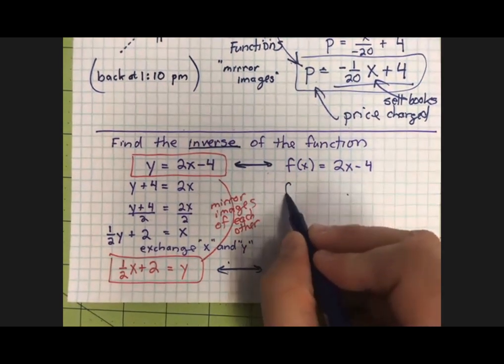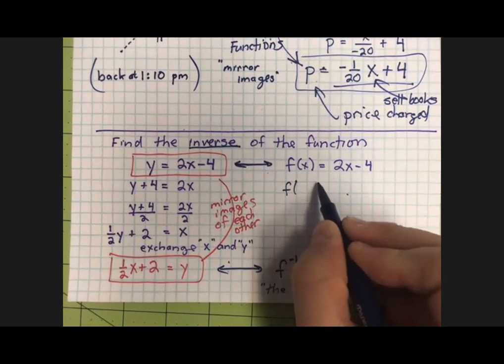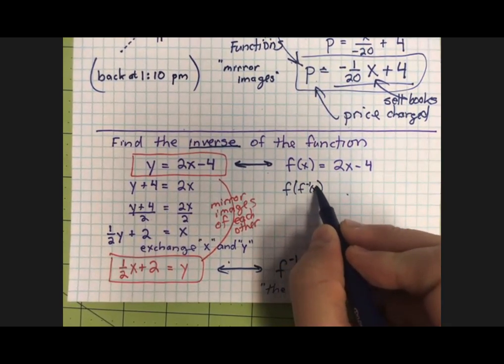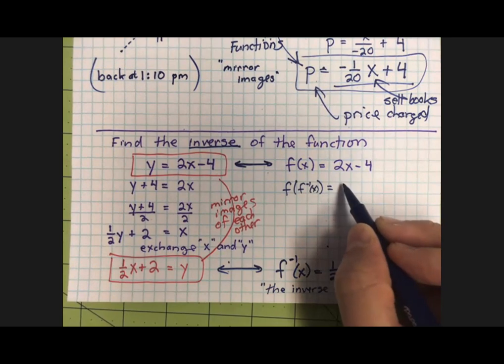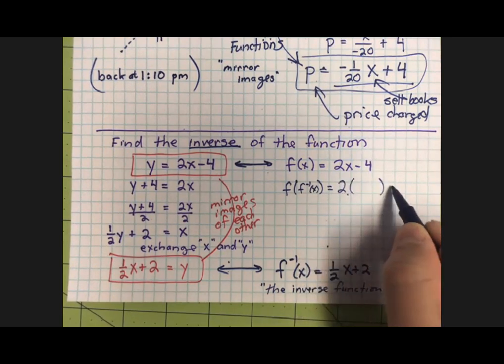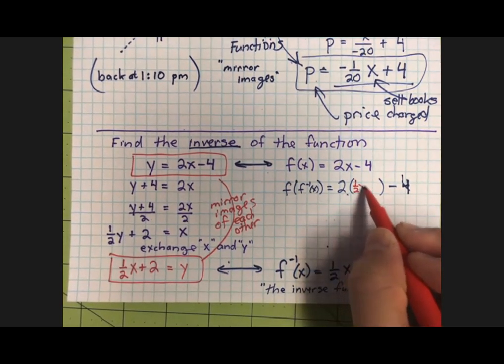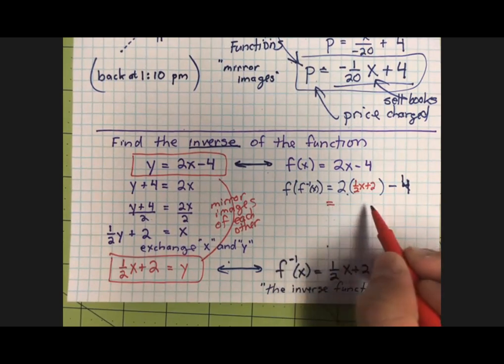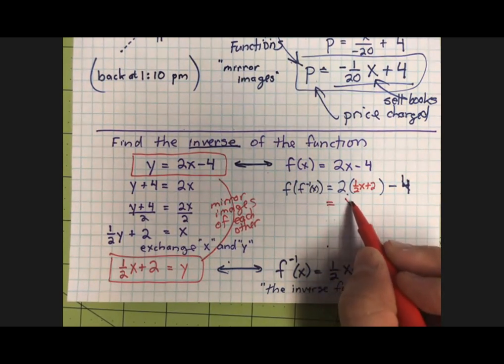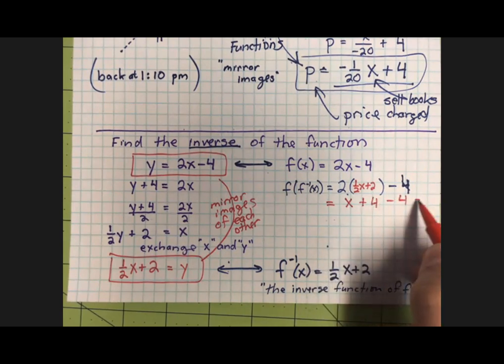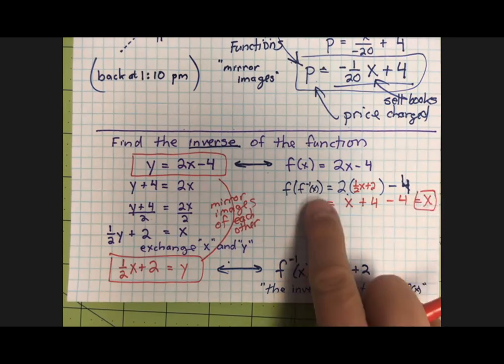If you put these two functions together, let's take the function f and feed the function f inverse to it. Do you remember that word composition? What happens if you take the function f, 2 times blob minus 4, and you insert this function f inverse, 1/2 x plus 2? Look what happens. 2 times 1/2 is 1x. 2 times 2 is 4. And when you subtract 4, you just get x. You get back to where you started.